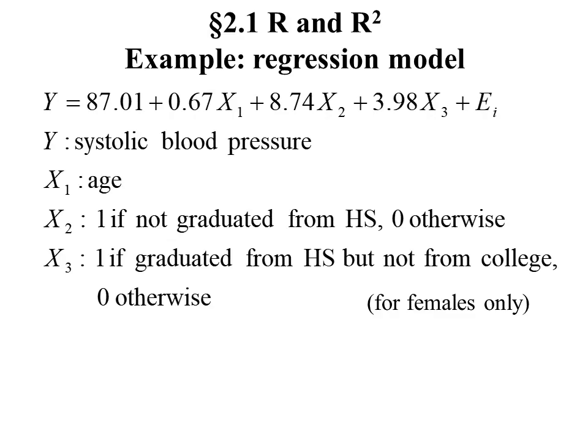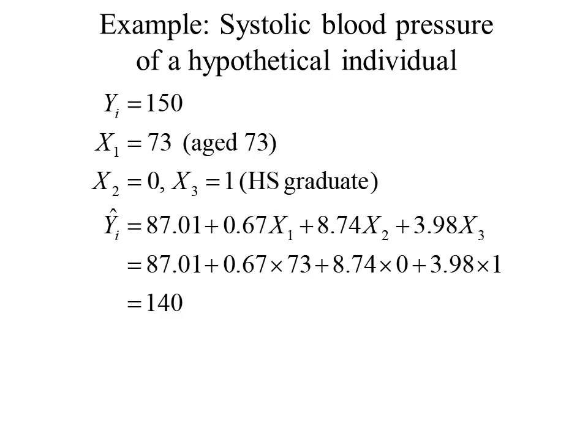A regression analysis of systolic blood pressure of adult women, on age and education, was done, and these parameter values were obtained. In this equation, y is the systolic blood pressure, x1 is age, x2 is a binary variable for those who have not graduated from high school, and x3 is a binary variable for those who have graduated from high school, but not from college. Let's think of a woman who is 73 years old, and has graduated from high school, but not from college. So, her value of x1 is 73, x2 is 0, and x3 is 1.